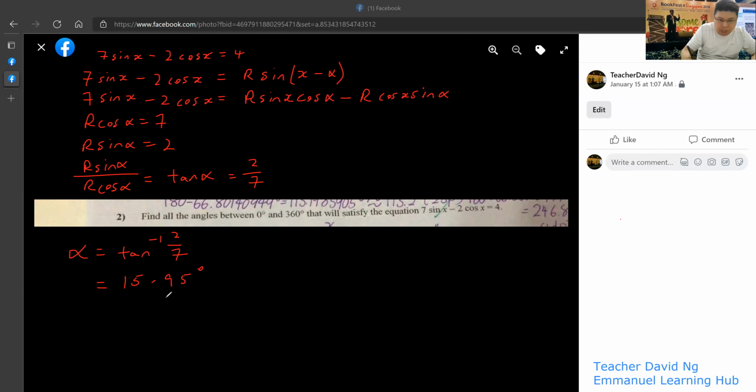And since tangent alpha is positive, the third quadrant is also positive, so you need to plus 180. That is 195.95, which is the third quadrant. Because tangent alpha is positive, it's only the first or third quadrant. So these are for the first quadrant, and this for the third quadrant. And after you work out the third quadrant, you need to indicate that this is not applicable.